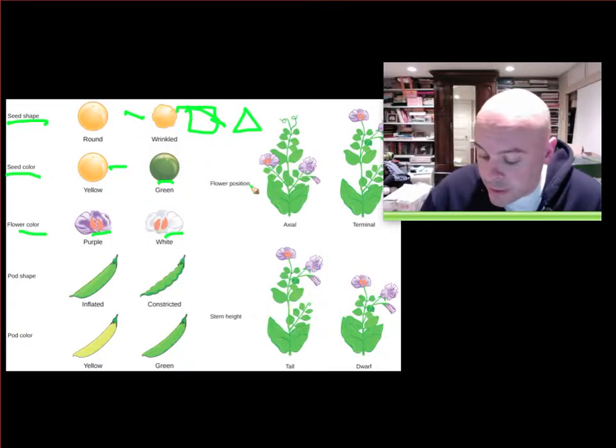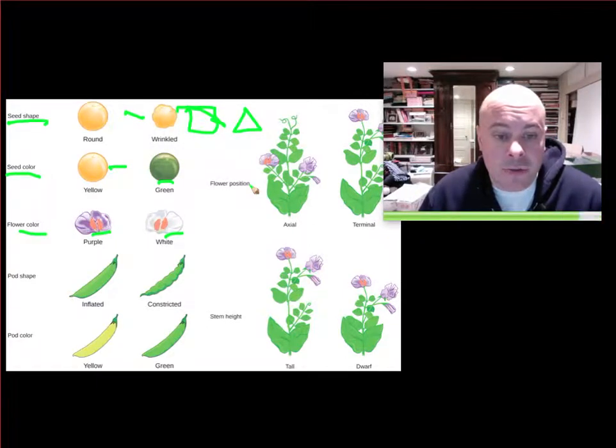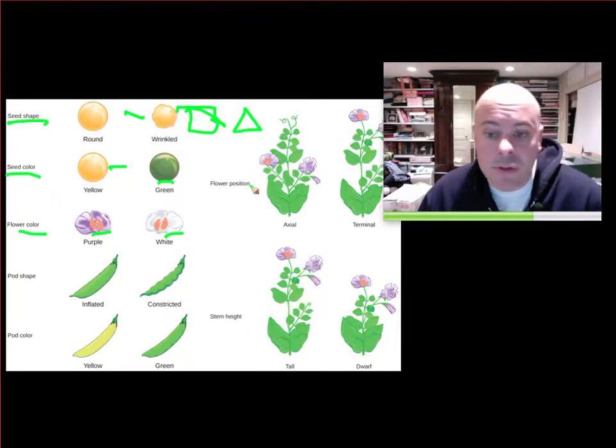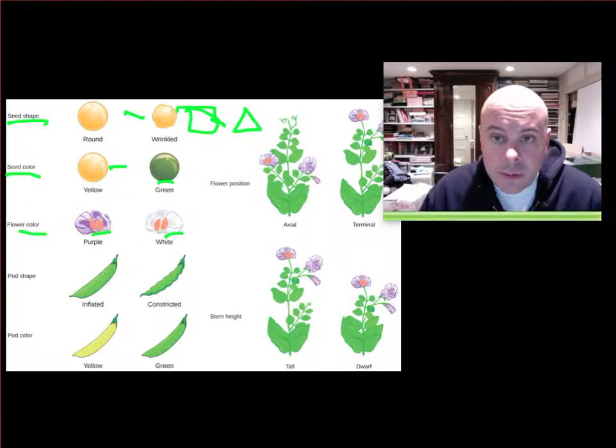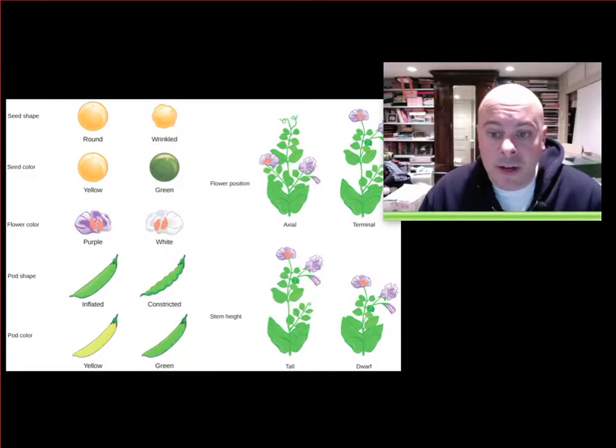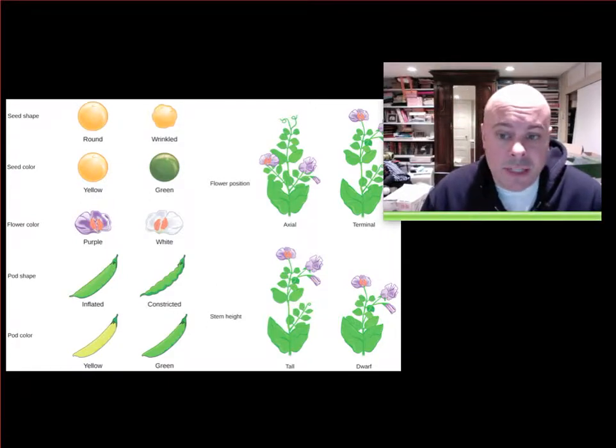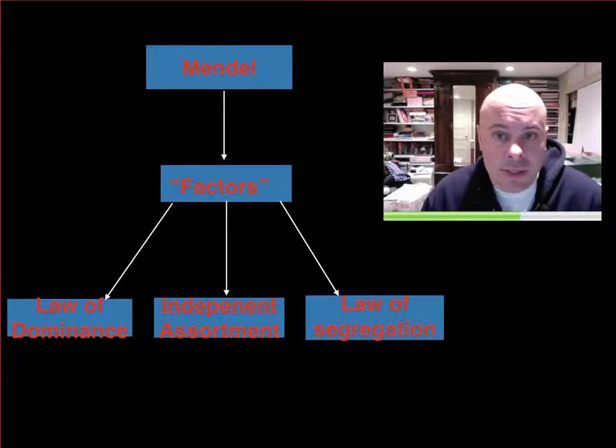Now, in the last unit we were talking about sexual reproduction. So sexual reproduction involves two parents, there's a male and a female. They both provide genes, and those genes are combined in the offspring. So that's what he was interested in looking at. And when he crossed these plants, he came up with three laws. He came up with the law of dominance, independent assortment, and the law of segregation.